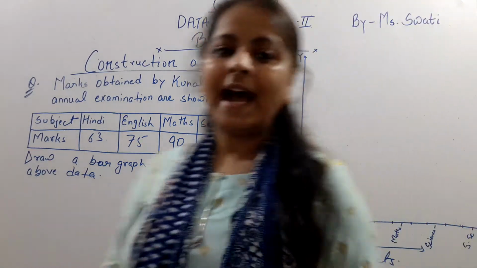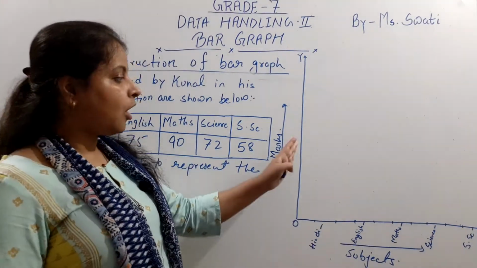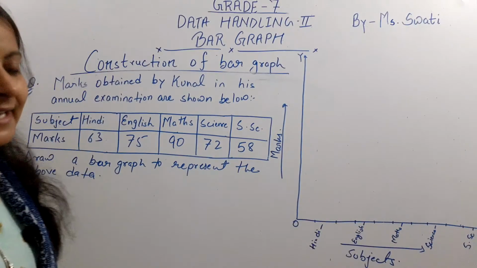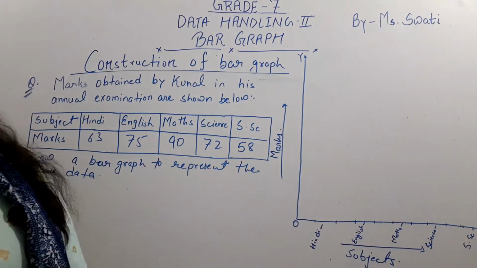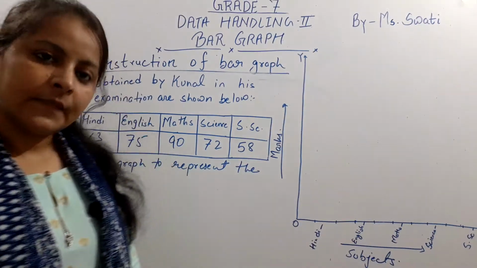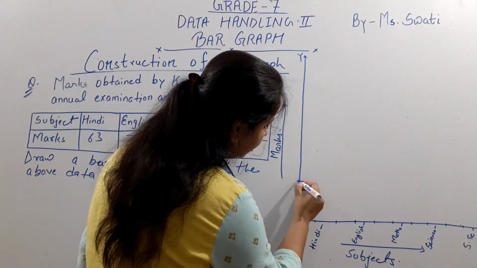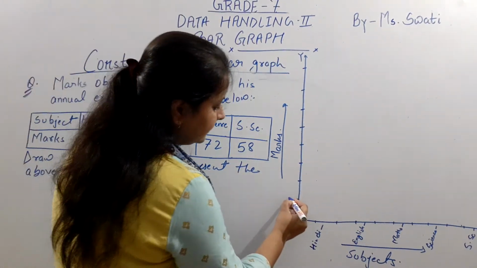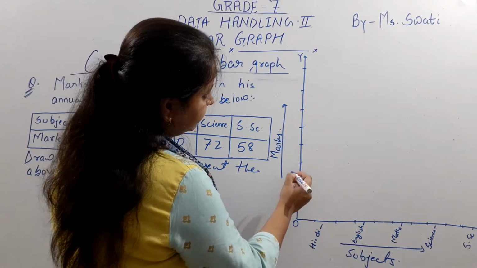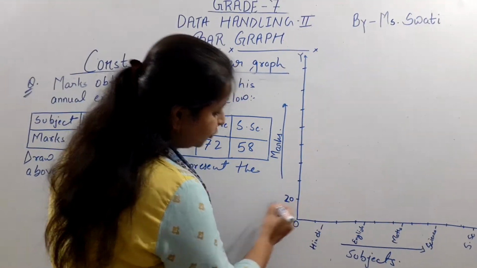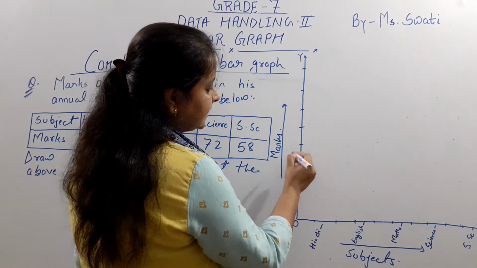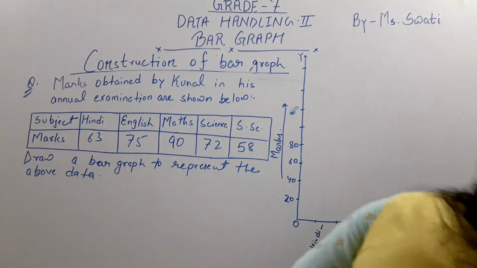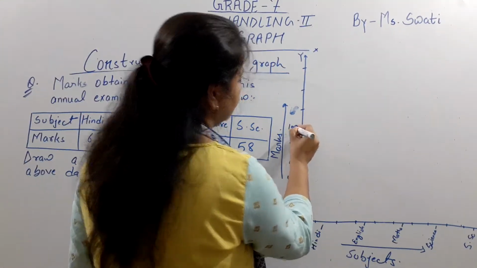Now we have to choose a suitable scale on the y-axis. And what is the minimum mark here? 58, and the maximum mark is 90. So we have to make a scale. We make a scale like, not 10, we start from 20, 40, 60, 80 and 100.